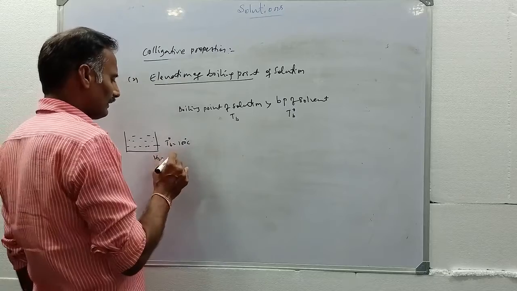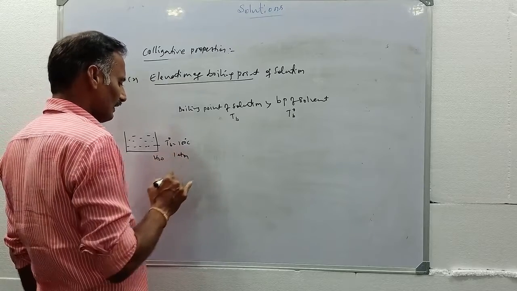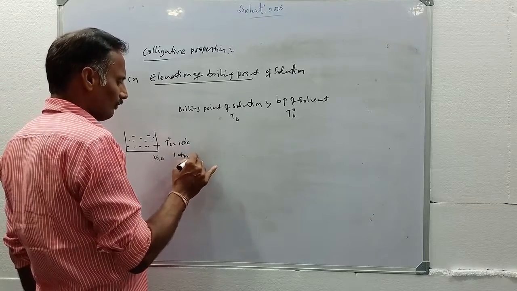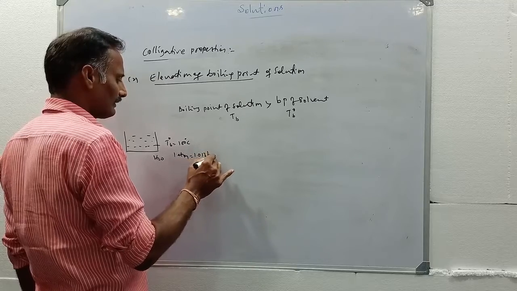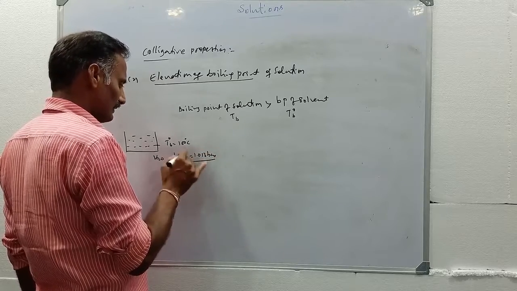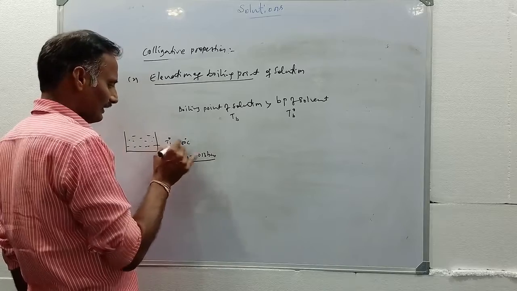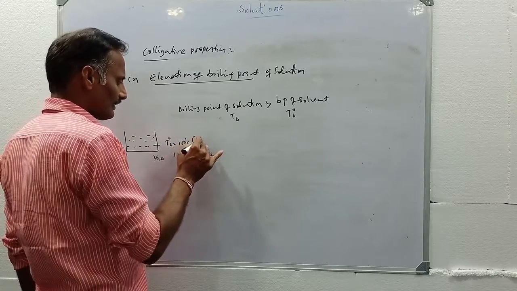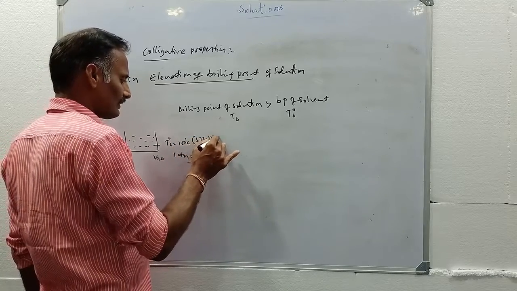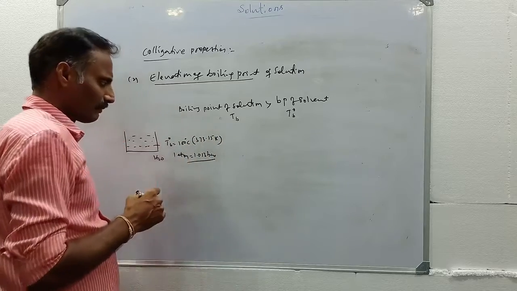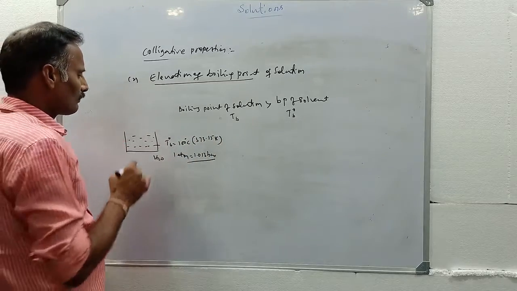Then nothing but here at 1 atmosphere pressure, that is equal to 1.013 bar. At this 1.013 bar pressure, water boils at 100 degrees Celsius, which is also 373.15 kelvins. Then what is boiling point here?